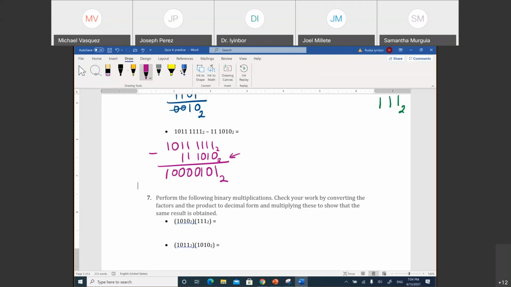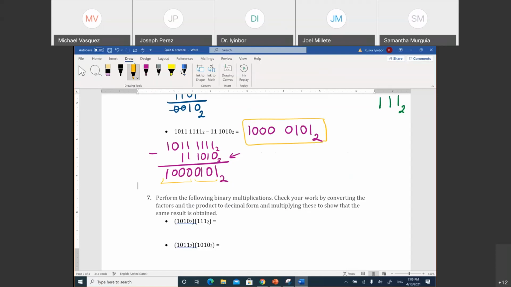Now, we still have the two nibbles, right? This one and this one. And that's how you're going to write the answer. So my answer is 1, 0, 0, 0. And then 0, 1, 0, 1. That's my answer.